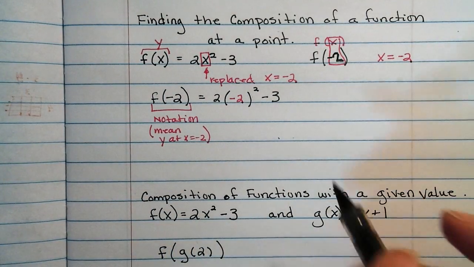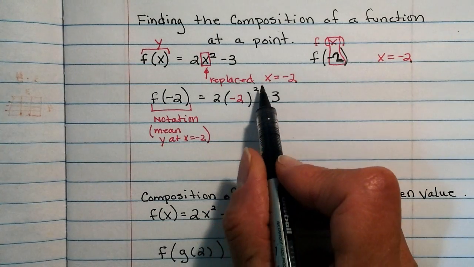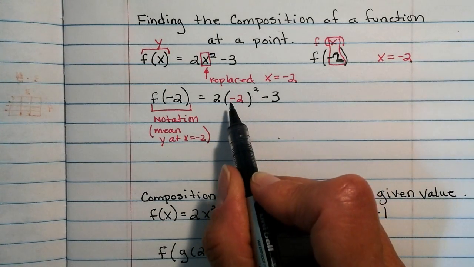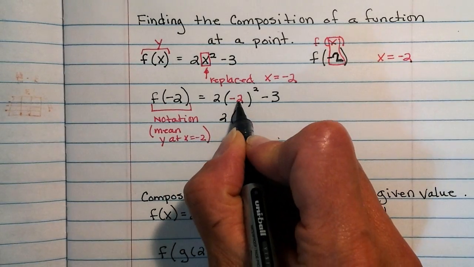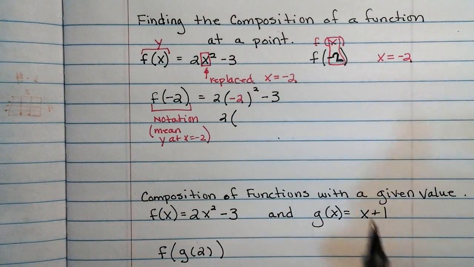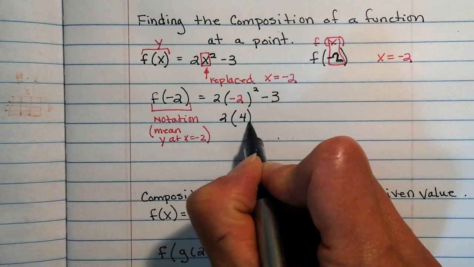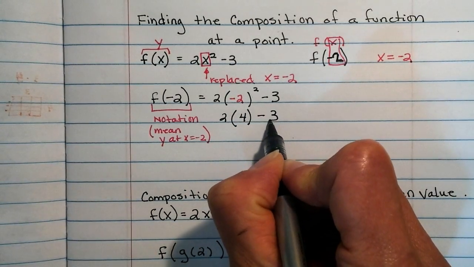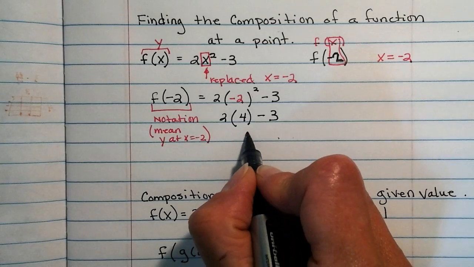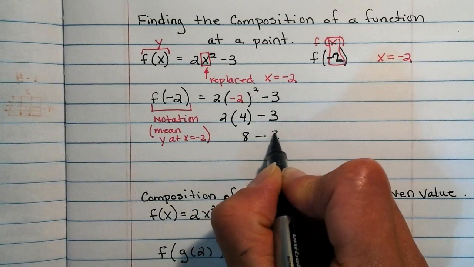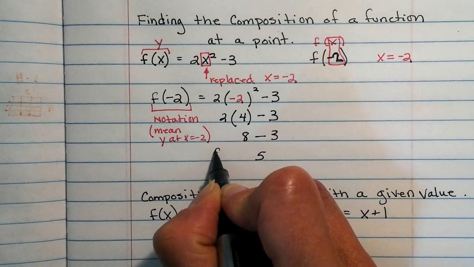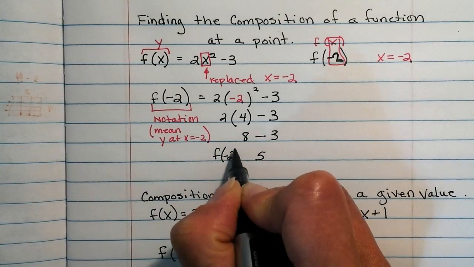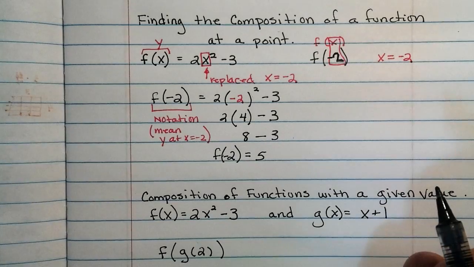So now I just simply have to do the math. I'm going to do my order of operations, which means I have to do exponents first. So this becomes 2 times (-2) squared. -2 times -2 is 4. Minus 3. 2 times 4 is 8. And 8 minus 3 is 5. So my function where x is -2 is 5.